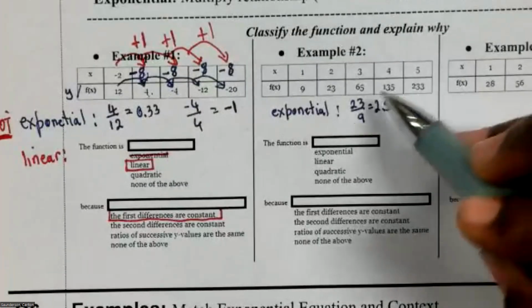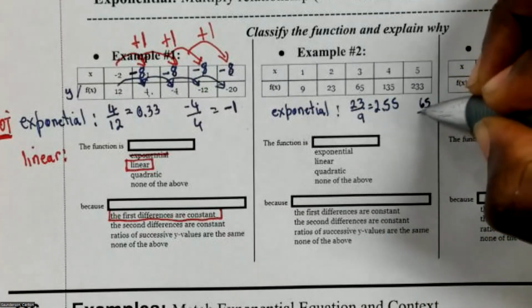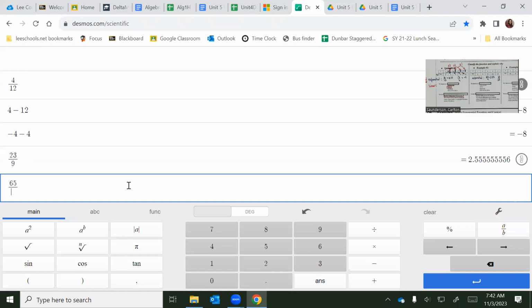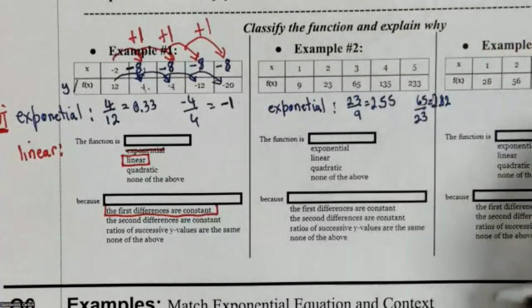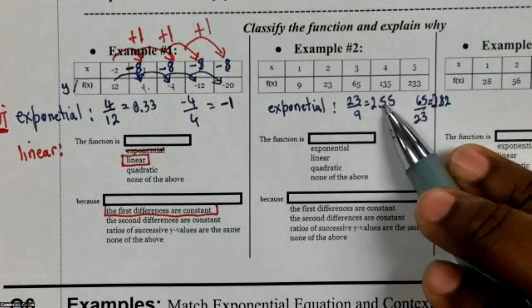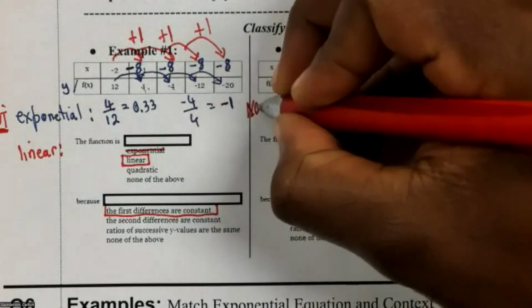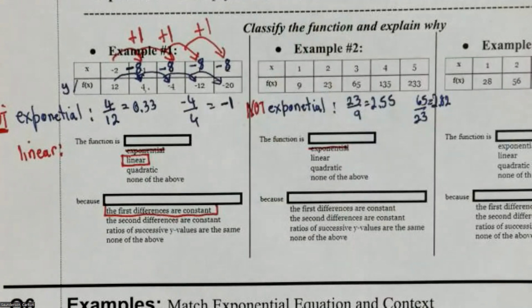Then I'll put 65 divided by 23 in my calculator. Did I get the same decimal every time? No. Here I got 2.82, and again here I got 2.82, all right. Because I did not get the same number, I know that this is not exponential. So exponential is out. Now we're going to test if it's linear.